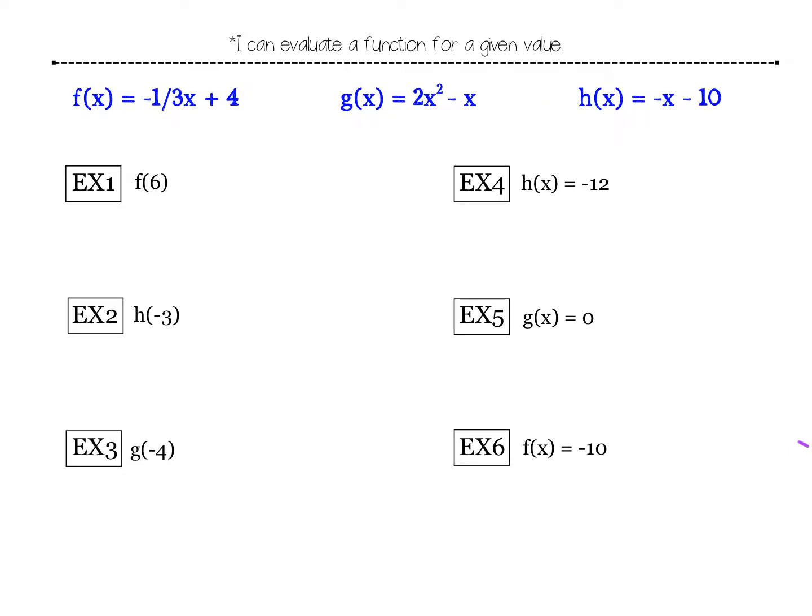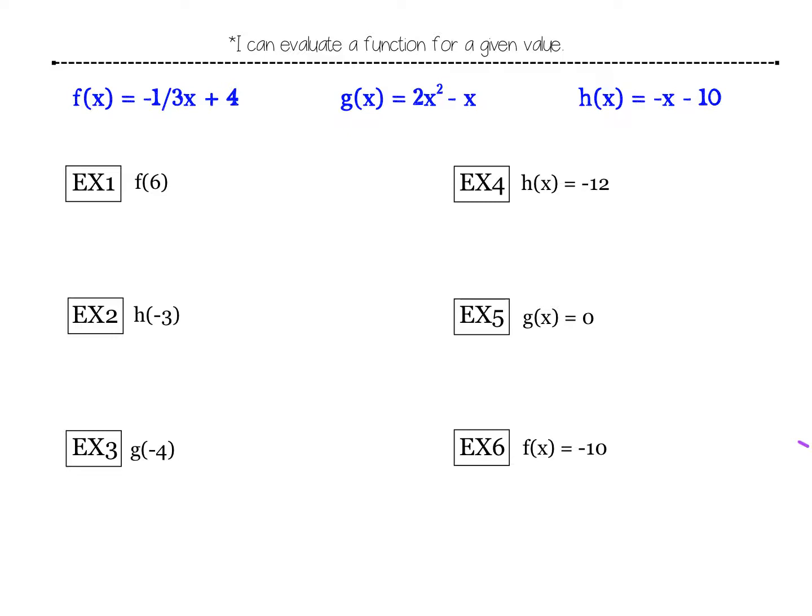So f of x is saying take x, times it by a negative 1/3 and add 4, and no matter what x value you put in, I'm going to get a specific output. And so a function means I'm going to do the same thing every time to whatever set of numbers. So g of x says take x and square it, multiply it by 2, and then subtract itself. H of x says take the opposite of x and subtract 10. So they're each doing a different rule depending on what the input value is asking.